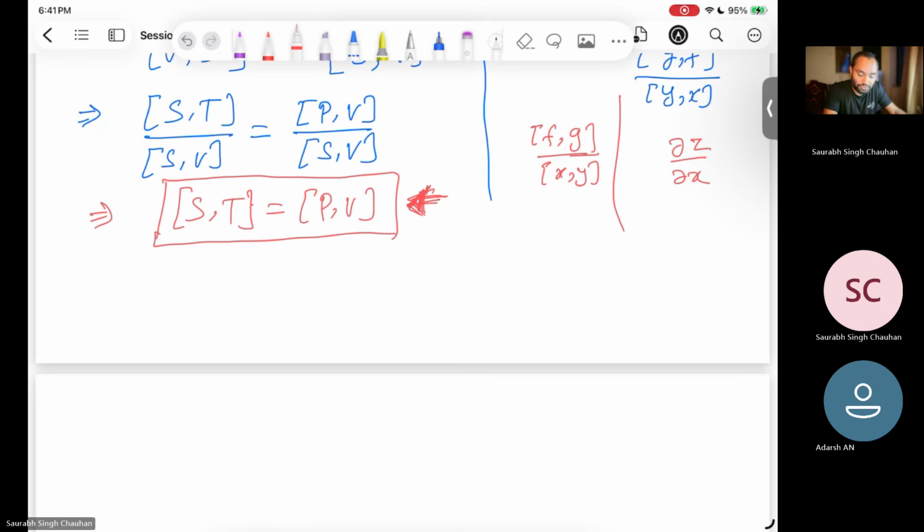Of course it has some meaning. For example, if you are writing dz by dx, then if you write dz, you can interpret dz in some way. But you should have something in denominator, then you will say that it is a derivative of something with respect to something.